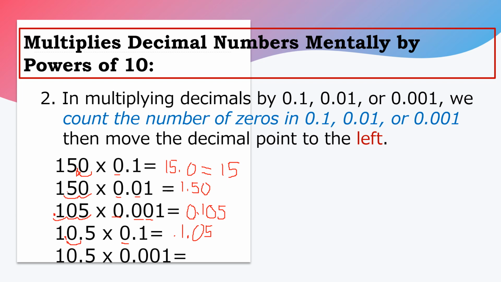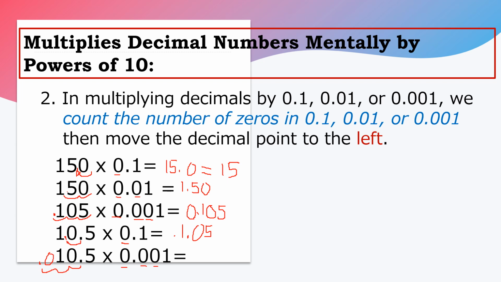Okay. Next, what about 10.5 times 1,000? How many zeros do we have in 1,000? We have 3. So, 1, 2, 3. So, ibig sabihin, itong decimal point, imumove ko na tatlong beses papunta sa kaliwa. So, 1, 2, 3. So, obviously, kailangan nating magdagdag dito ng 0 kasi tatlong beses tayo nag-move.